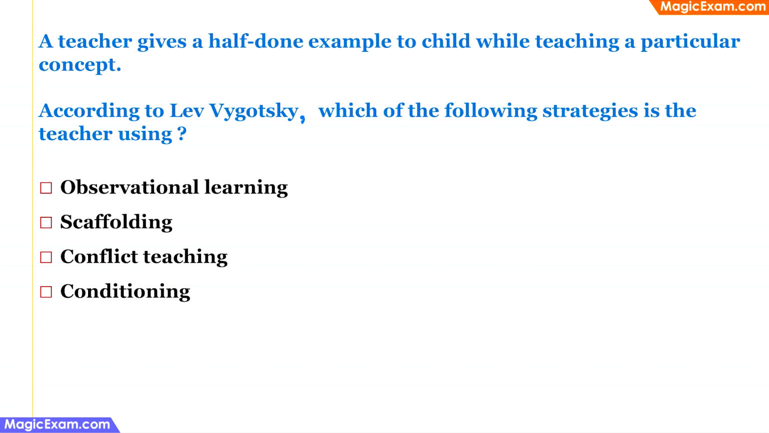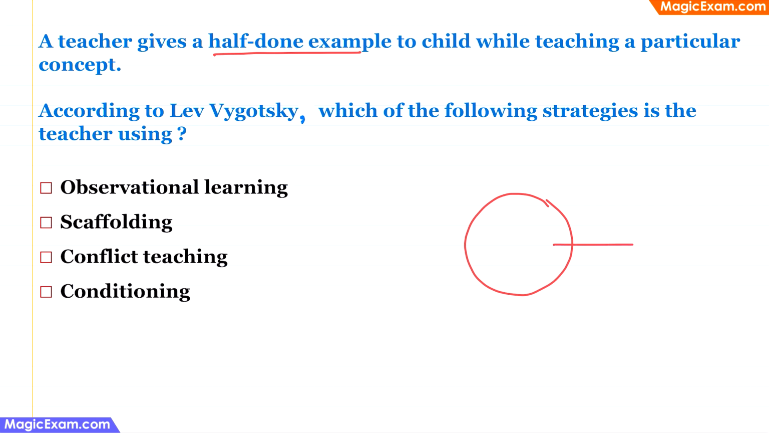A teacher gives a half-done example to a child while teaching a particular concept. According to Lev Vygotsky, which of the following strategies is the teacher using? Now here we are being told that there is a particular type of problem or a particular type of concept that the child is not fully aware of. So these are problems or concepts that the child can understand or solve with some support.